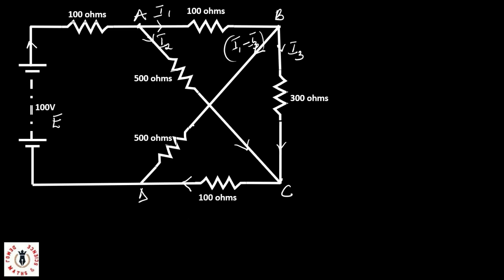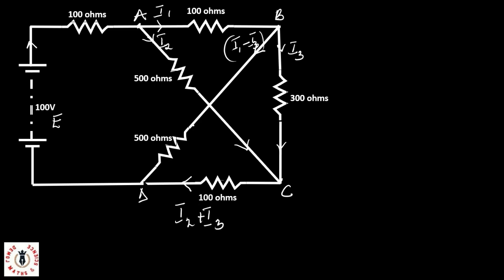At node C, we have I2 flowing into node C, I3 flowing into node C, and we have another current leaving node C. So from our current law, we know that the current leaving node C will be the same thing as I2 plus I3.